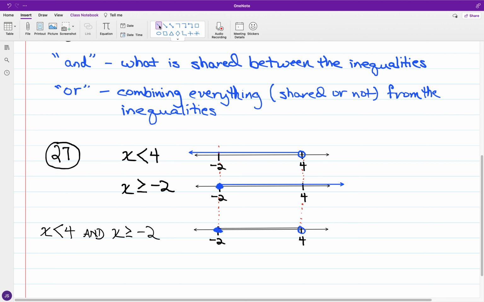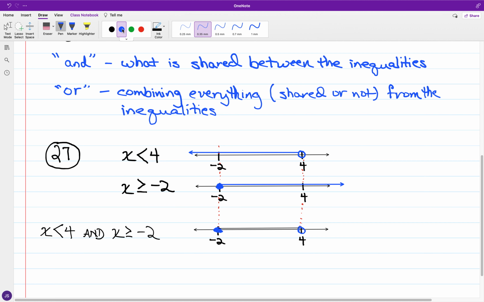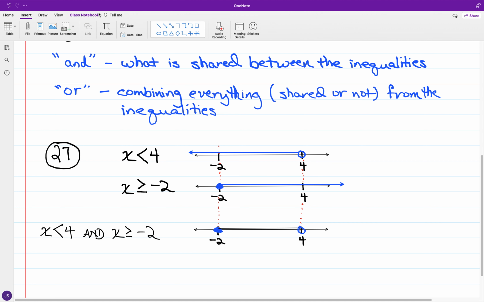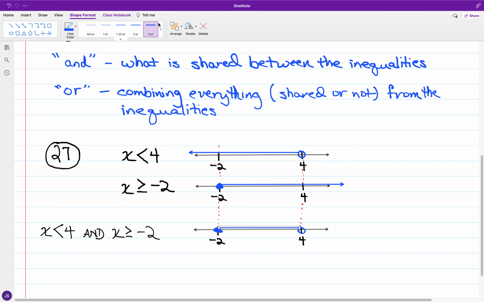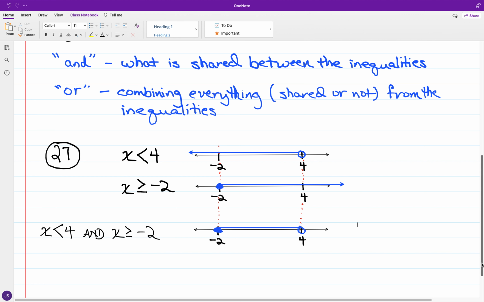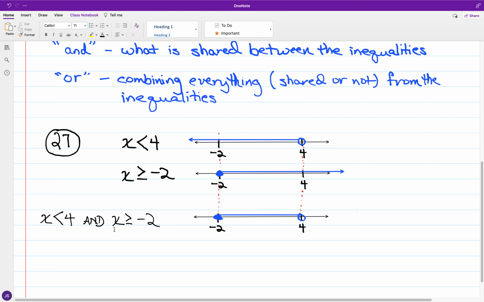So instead of a ray or a line, we're going to have a line segment instead. So I'm going to get my character to show up. There we go. So you have the line segment. And for what we have in this case, for x is less than 4 and x is greater than or equal to negative 2.